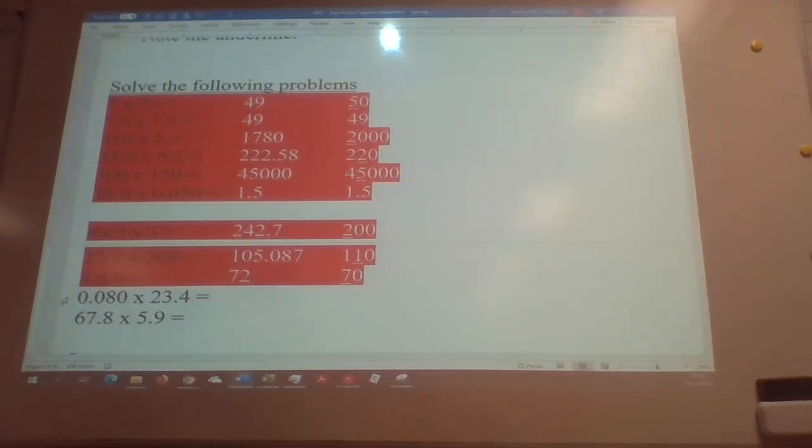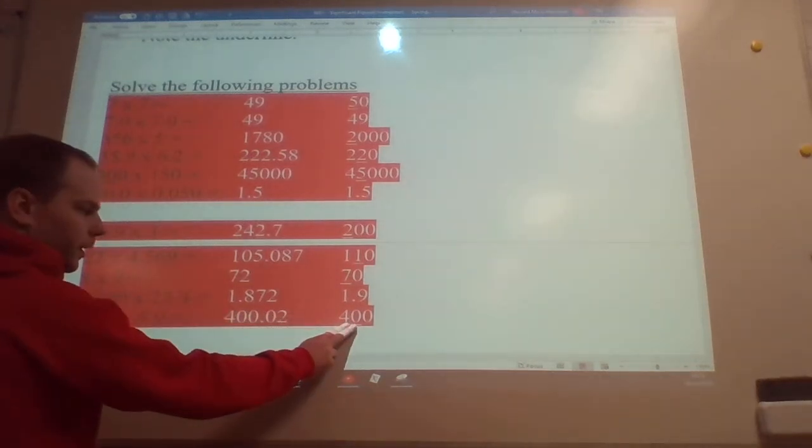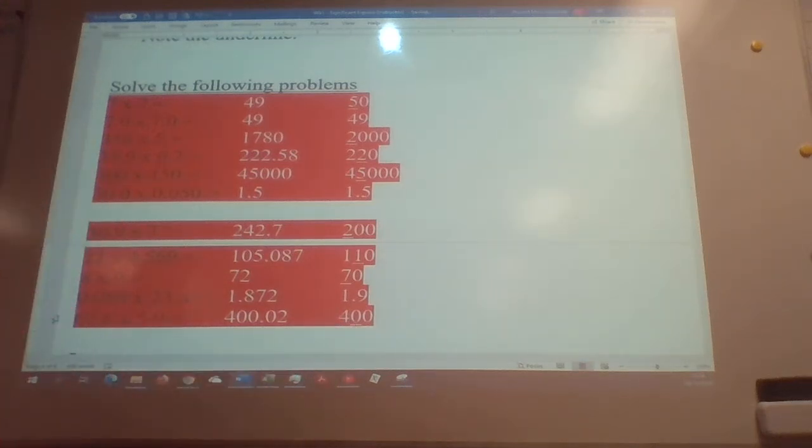And with these two, we have a 2-digit and a 3-digit. So our answer can only have 2. Again, we do not underline the last digit because it's after the decimal point. And then here, we take 3-digit times a 2, 3 sig fig times 2. So we can only have 2 sig figs in our answer. So we underline the first 0. So hopefully that helps with calculated numbers. We will be dealing more with those as we move forward in the unit.